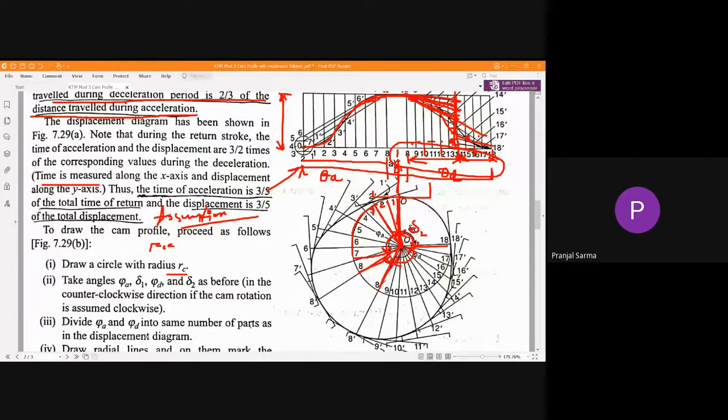Okay, and for this descent stroke also, depending on how many divisions you have previously made in your displacement diagram, the same divisions you are going to make here. So you also label 9, 10, 11, 12, etc. This way we are making up to 18. Okay, so these 10 divisions we will make.